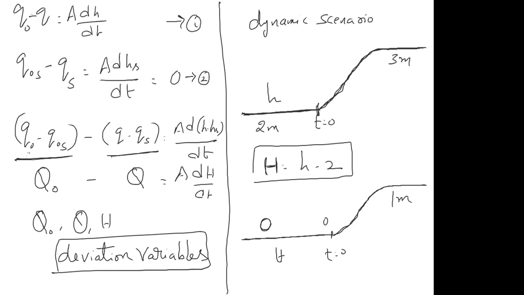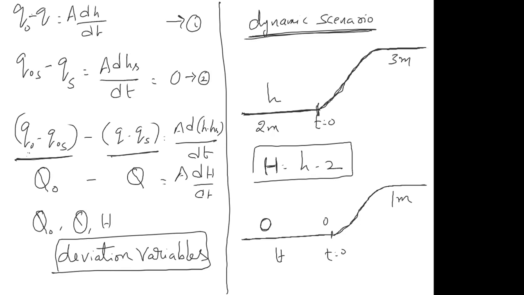So these deviation variables mean you don't need knowledge of the previous studies, because the dynamics come into the picture when there is a change in the variables. Now, why is the level changing? Because there is some disturbance to the tank. What is that disturbance? The inlet flow rate has changed. So the inlet flow rate is a disturbance.